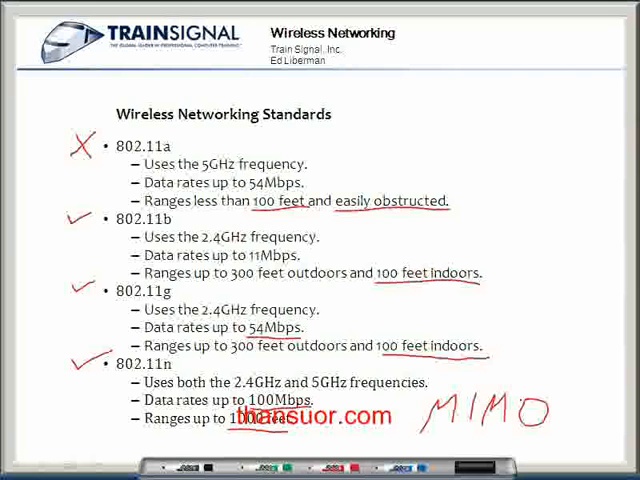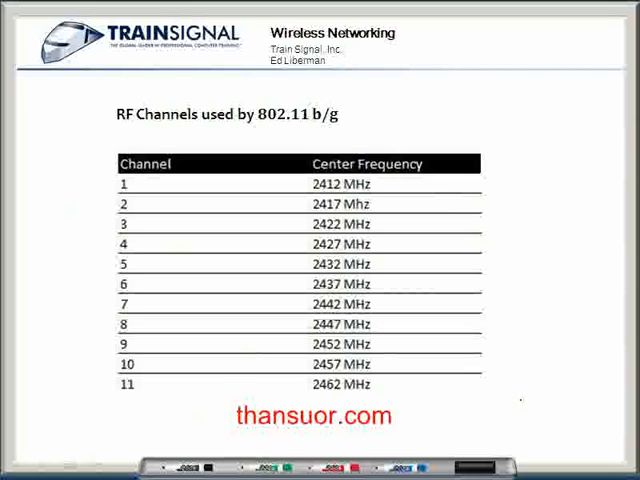So those are the four main wireless networking standards that you should be familiar with. Now, there's one last piece that you need to know, and that is the channels that are used. 802.11b and g use channels 1 through 11. And over here, you'll notice that I have listed the center frequency.